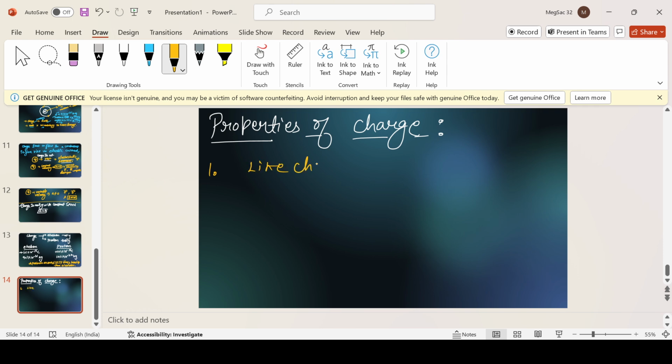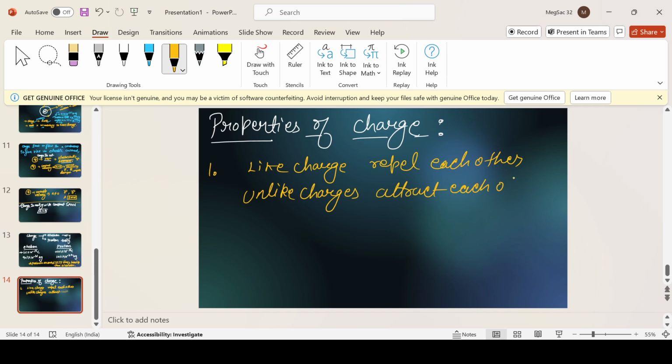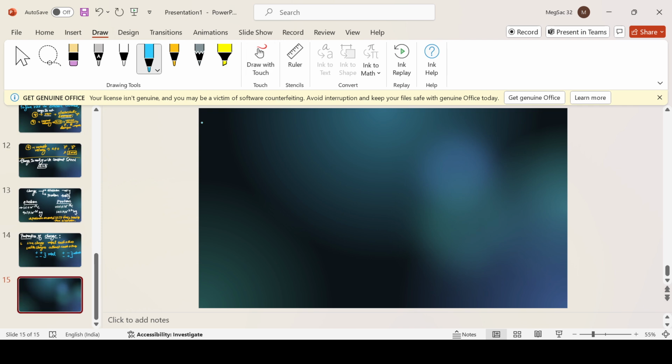like charges repel each other and unlike charges attract each other. What does this mean? If you have positive positive, negative negative, it will repel. If you have positive negative, negative positive, it will attract. This one is clear, everyone knows, like a north pole and south pole.